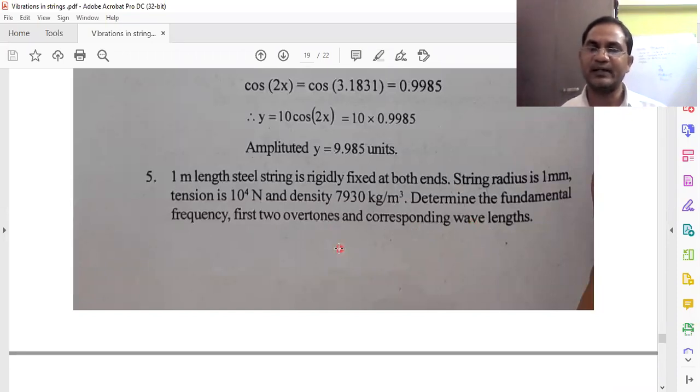First, write the data given. String radius r equals 1 millimeter. Changing into meter, 1 millimeter is 0.1 centimeter, or dividing by 100, 10 power minus 3 meter. So the radius of the string r equals 10 power minus 3 meter. Next, tension in the string T is equal to 10 power 4 Newton.